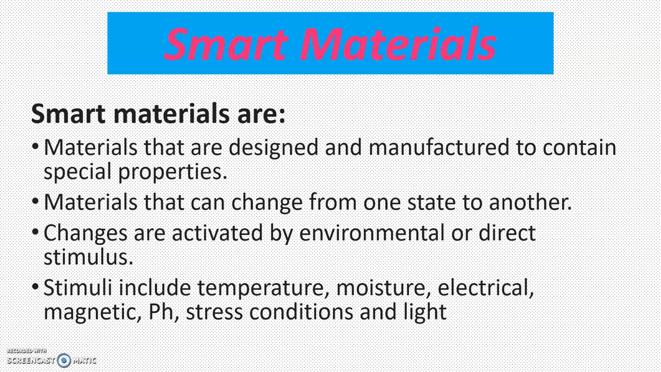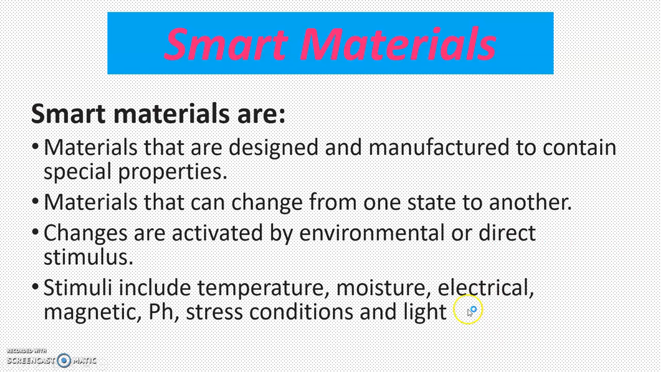So that's like heat, moisture, wind, things like that, or direct stimuli or stimulus. So that is then adding electricity, or putting direct heat on that is not from the environment. And your stimuli are the thing that will make it change, and the thing that will make it change back to its original state. So the stimuli can include temperature, moisture, electrical, magnetic, pH, so that is then the chemical buildup, or stress conditions, and light.